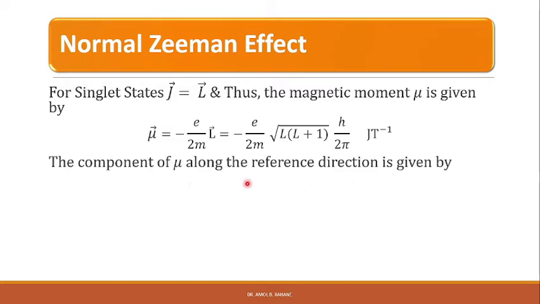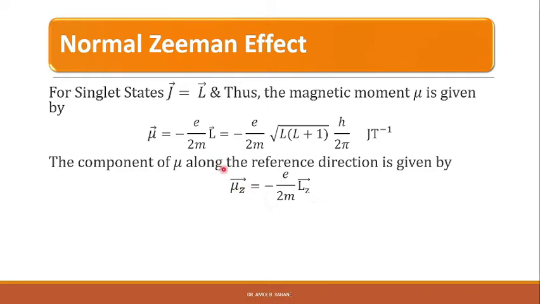The component of mu along the reference direction is given by mu z vector, which is equal to minus E upon twice m Lz vector, where Lz vector is the component of the orbital angular momentum in the reference direction. So we have chosen an arbitrary direction as the reference direction, right? And therefore the component of the orbital angular momentum in the reference direction is called Lz vector, or the z component of the angular momentum, right?